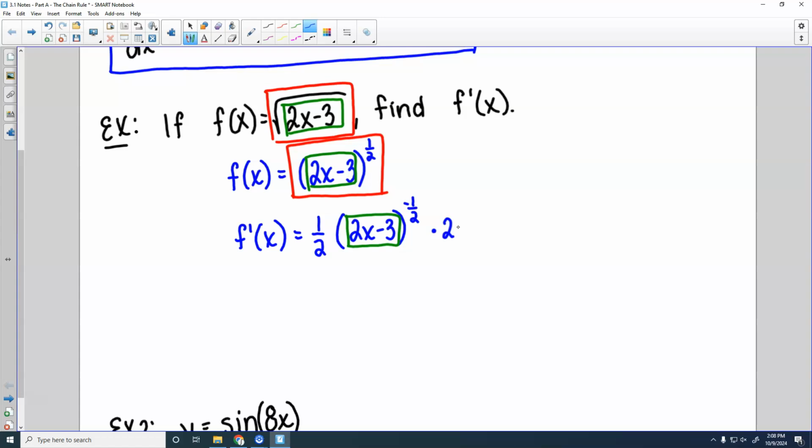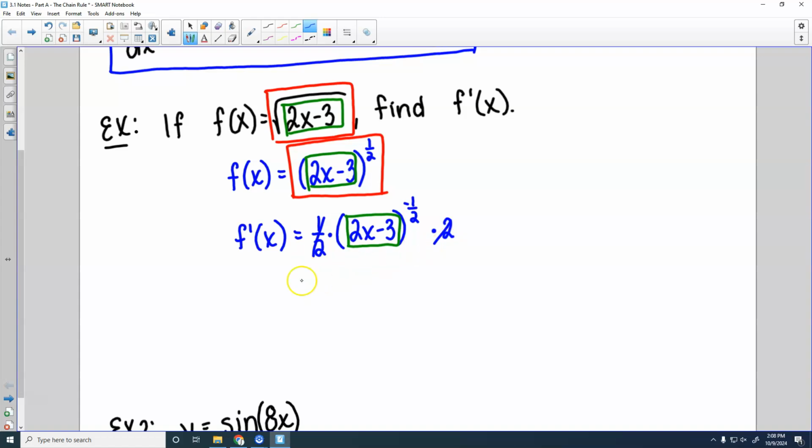Now, most of these are going to require a little bit of simplification after that. Technically, if it's free response, we could stop here. We're done. But most of the time, it's going to be simplified a little bit. Keep in mind, all these things are multiplied. It's 1/2 times 2x minus 3 to the -1/2 times 2. Since those are all multiplied, I could multiply the 1/2 and the 2 together, which will give me just 1, since those essentially cancel each other out.